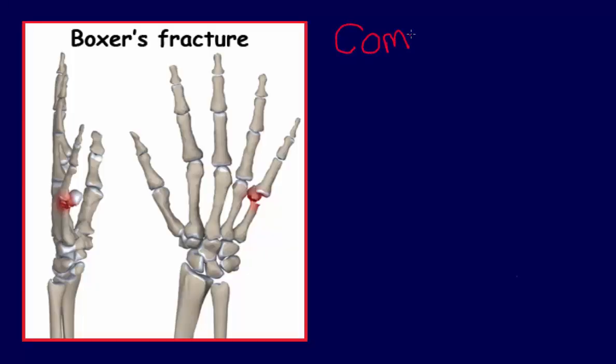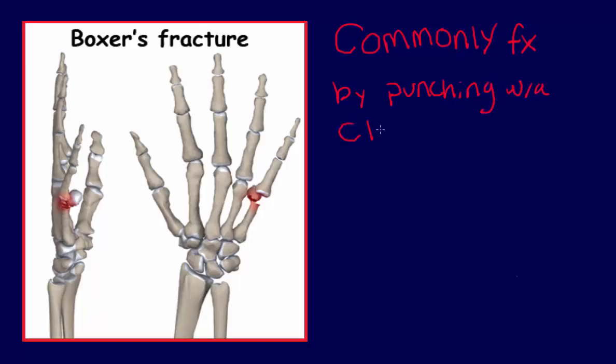So the last x-ray we saw was a boxer's fracture. When a person comes into the emergency room and they have a boxer's fracture, you will be able to tell because they will present with symptoms of no knuckle. This is commonly fractured by punching with a closed fist, hence the name boxer's fracture. And the fracture occurs transversely across the metacarpals, typically the fifth metacarpal like we saw.